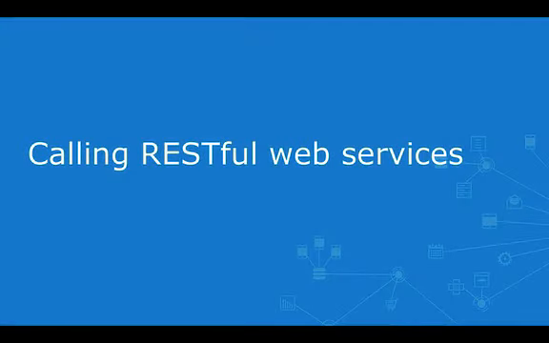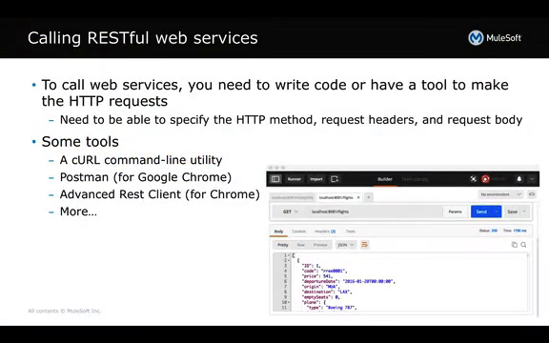Calling RESTful web services. To call web services, you'll need to write code or have a tool that can make HTTP requests. You need a tool that's able to specify the HTTP method, request headers, and a request body when necessary. Some tools, one in particular is a command line utility called curl that's very popular. In these examples, we'll be using Postman for Google Chrome. And there's a lot of other great REST clients out there like Advanced REST Client.